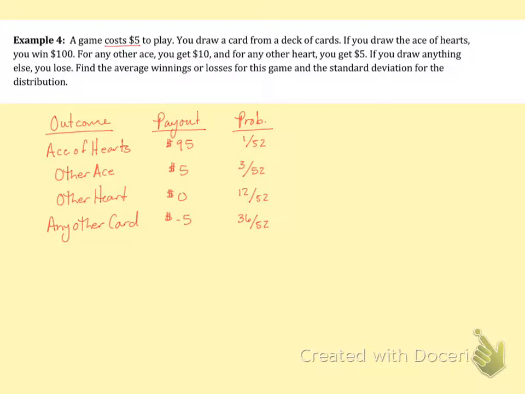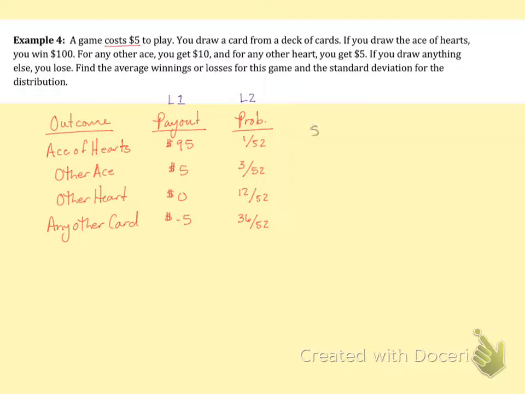We want to find the expected value and the standard deviation. So I'm not going to do this by hand. I want you to use your calculator. So again, I can't show you my calculator because I cannot get an emulator on my iPad. But you're going to put the payout in L1, and you're going to put the probability in L2.